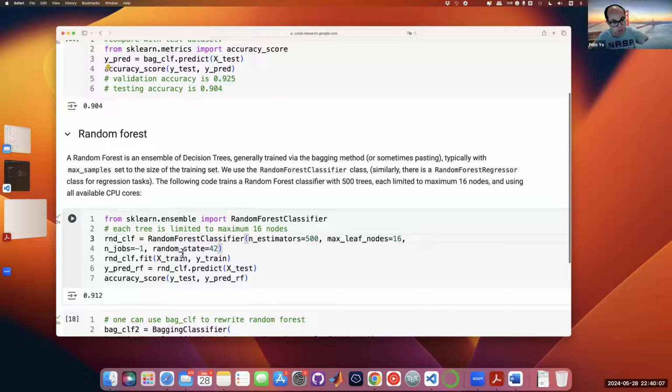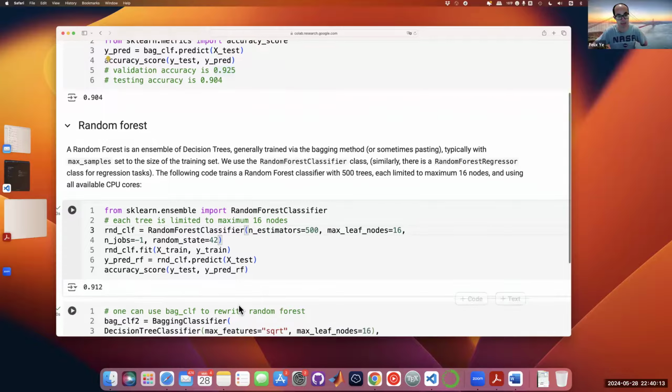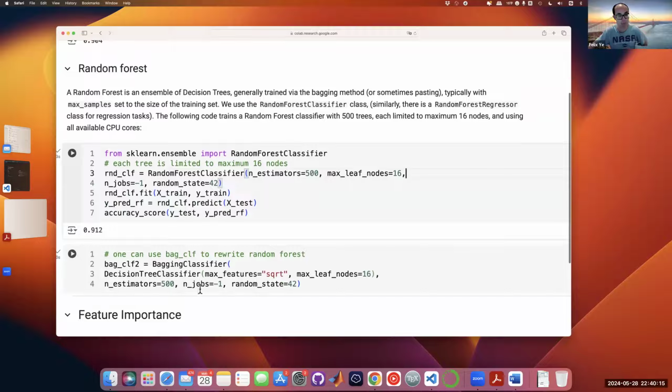So we do the same thing. We do the fitting, we do the predictions. We're getting 91.2% on the testing data set. Of course, you can rewrite bagging as well to replicate the random forest.